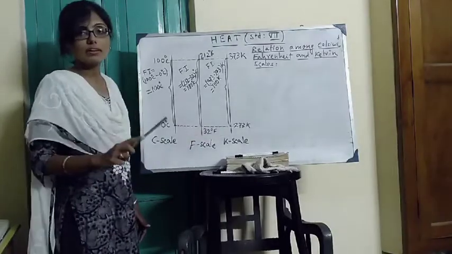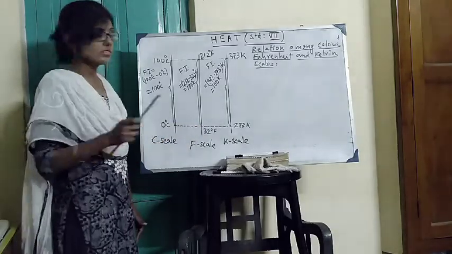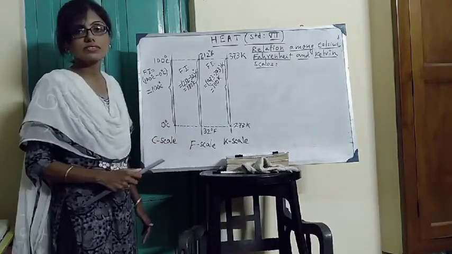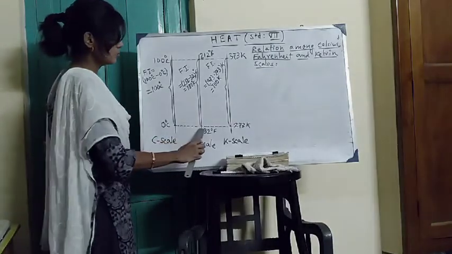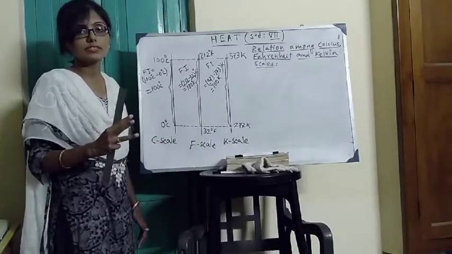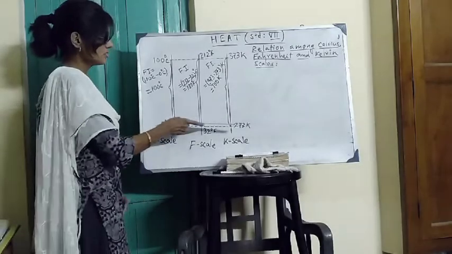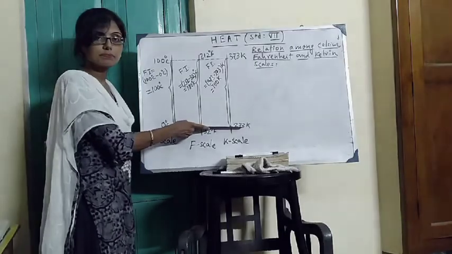The numerical values are different. Why? Because these three numerical values depend on the three different temperature scales. Clear? Since 0 degree centigrade, 32 degree Fahrenheit and 273 Kelvin, these three temperatures are same, so definitely these three temperatures will lie on the same horizontal line.